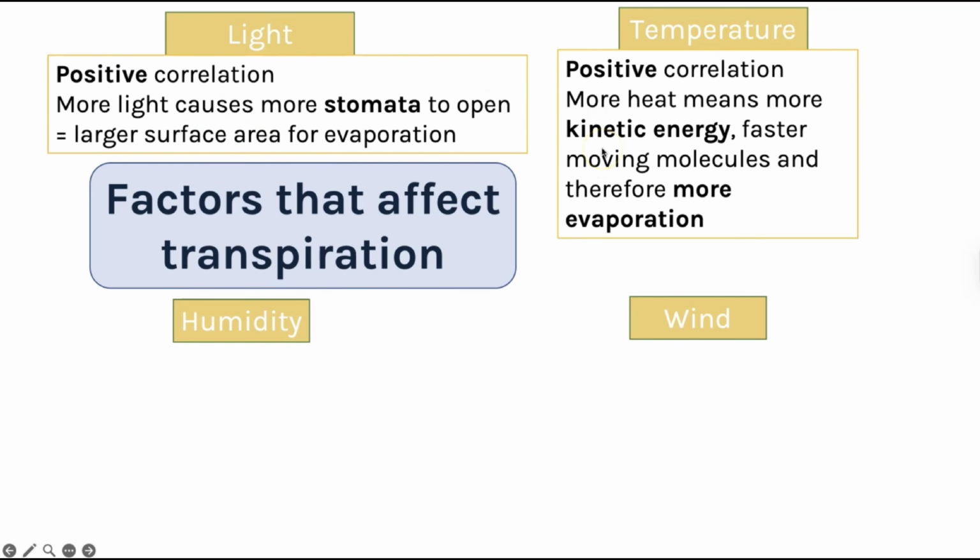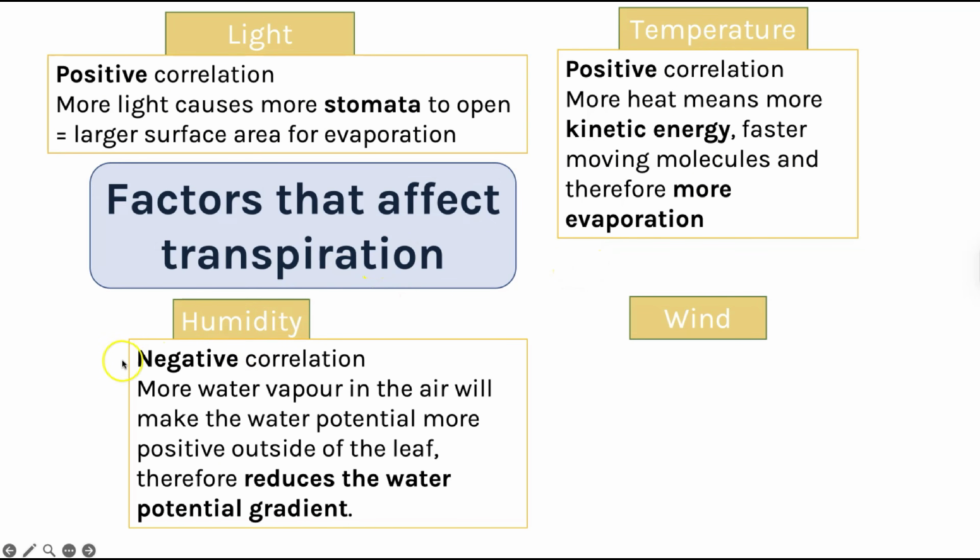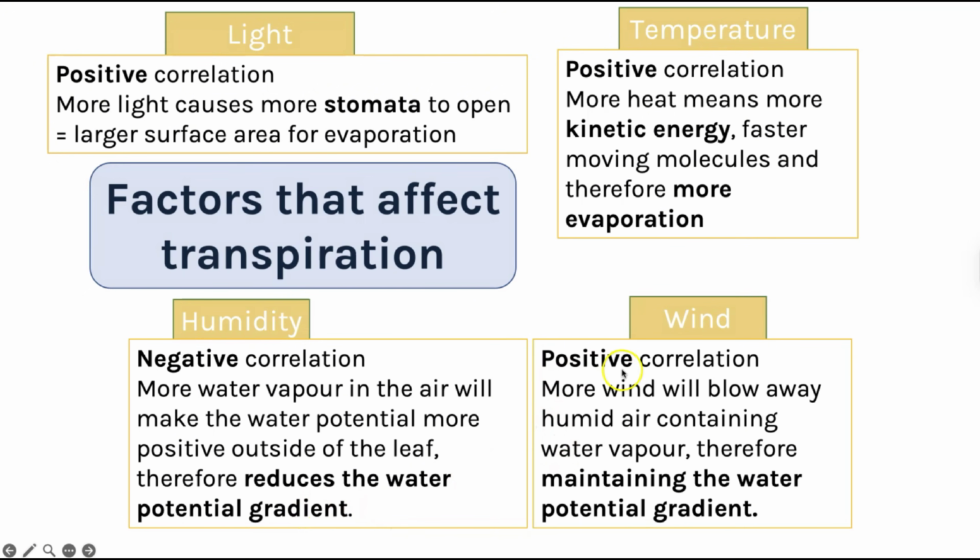Temperature, if you've got a higher temperature, there's more kinetic energy, so the water molecules will move faster. So again, more evaporation and transpiration. Humidity, if it's more humid, there'll be less transpiration. And that's because the more humid it is, the more water vapor in the air, and that will reduce the water potential gradient, so you get less water evaporating. The windier it is, that's going to blow away humid air containing that water vapor, and that can help to maintain the water potential gradient, so increasing that rate of transpiration.